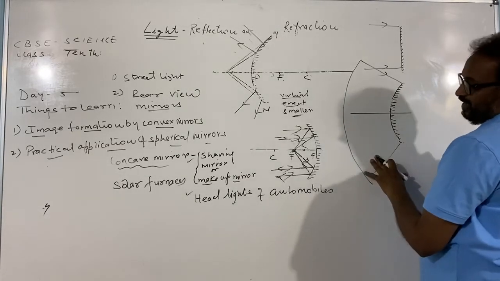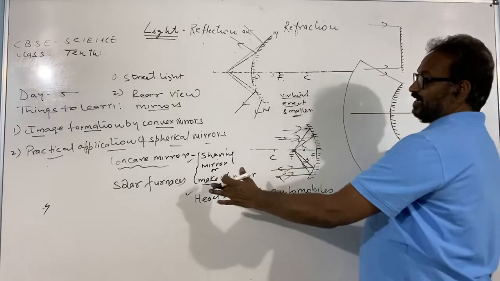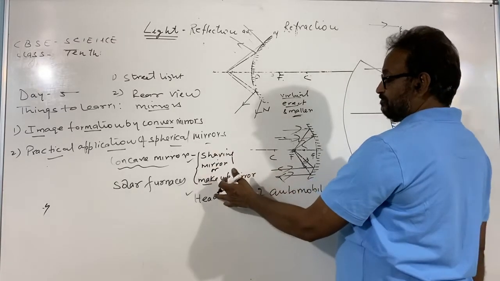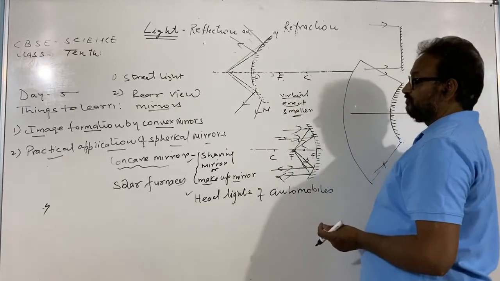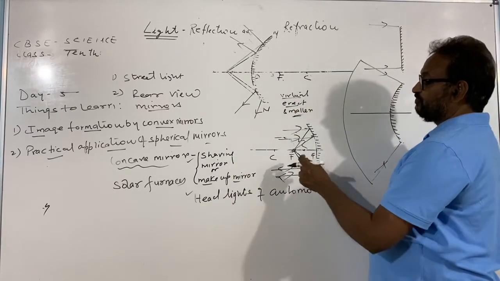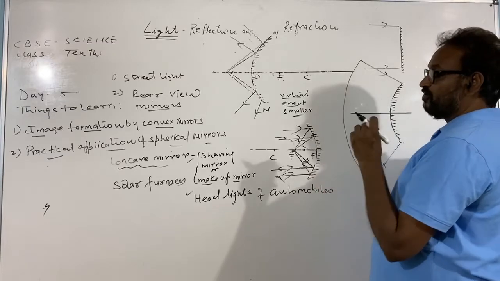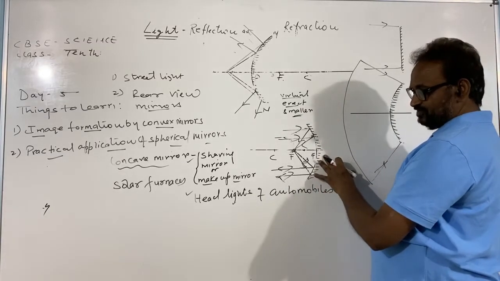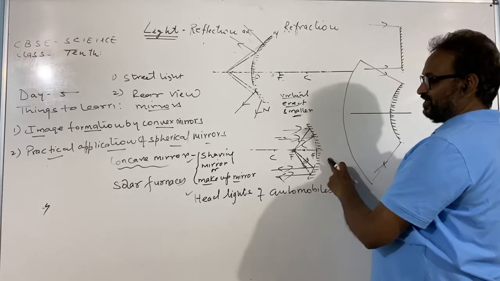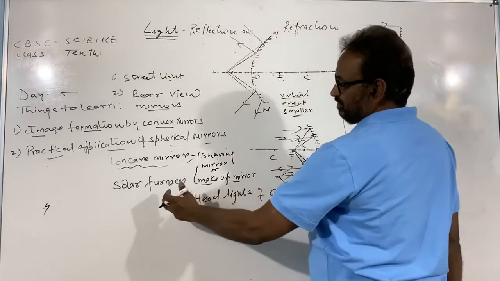So let us recall again. Concave mirror is used as a shaving mirror or makeup mirror, and it is based on the principle that when the object is between focus and pole, it forms a virtual, erect and highly magnified image of the object. And for the same reason, it is used by the doctors.